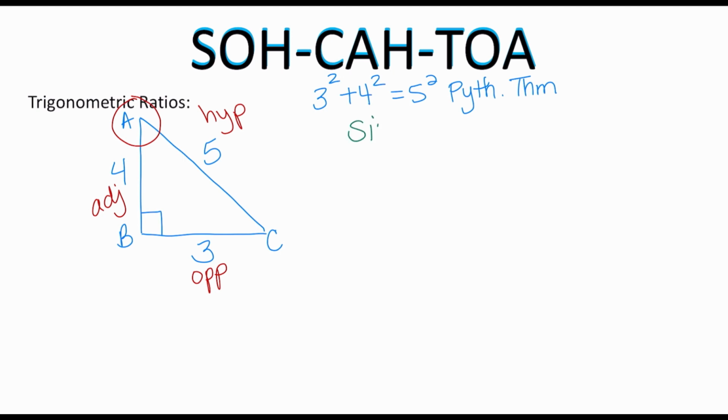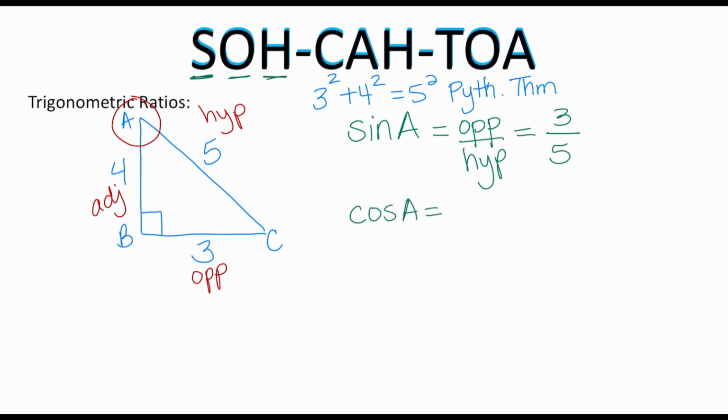The sine of angle A is going to equal opposite over hypotenuse. That is where you get SOH. Sine is opposite over hypotenuse. And in this case, if I fill it in with the numbers, opposite is 3 and the hypotenuse is 5. So the sine of angle A is 3 over 5. The cosine of angle A, cosine is CAH, is adjacent over hypotenuse. And so here adjacent is the number 4. So 4 over 5 is the cosine of angle A.